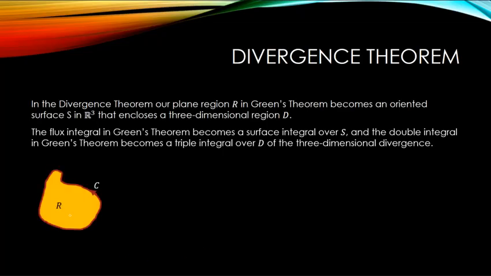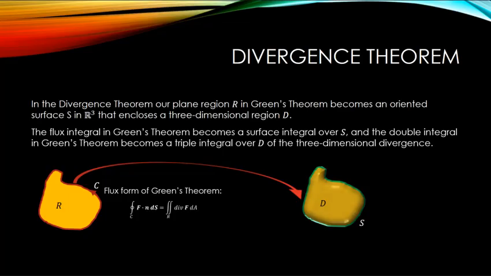So I may have a region R that is bounded by a curve C that is oriented so that the positive flow is in the counterclockwise direction, and the flux form of Green's theorem for this region said that the closed integral over C of F dotted with n ds is equal to the double integral over R of the divergence of F dA. And when I move into three dimensions, I get a three-dimensional region D with a surface S, and my divergence theorem becomes a double integral over S of F dotted with n ds, which is equal to a triple integral over D of the divergence of F dV.